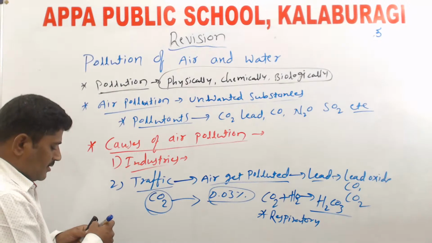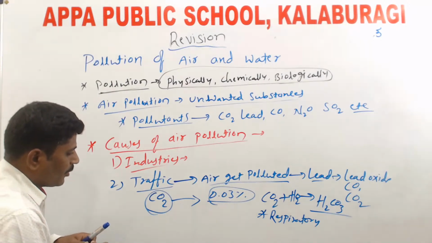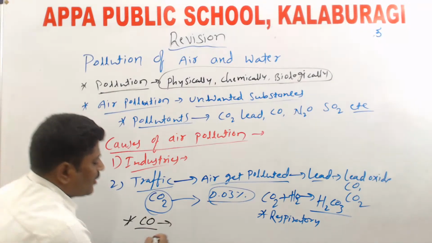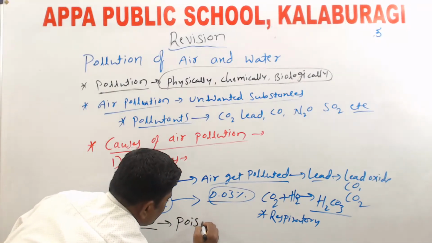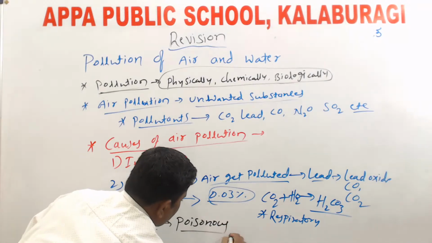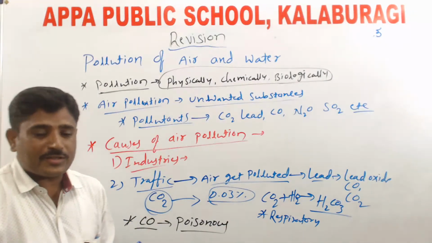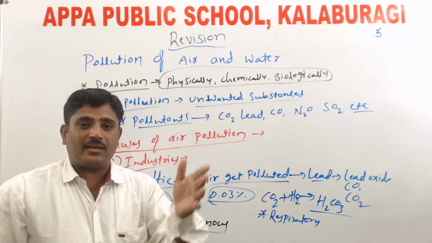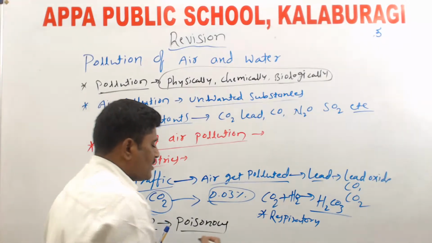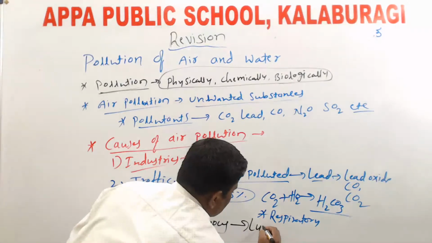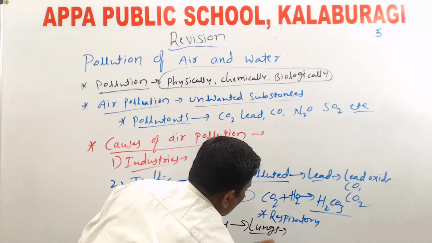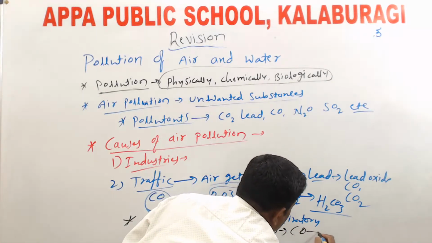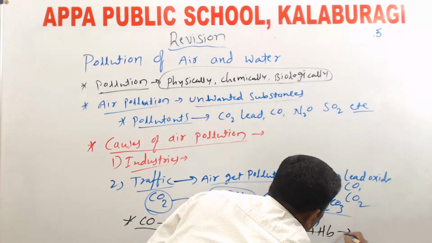Carbon monoxide. How does it affect? It is completely poisonous. Carbon monoxide is completely poisonous. If the concentration of carbon monoxide increases in the atmosphere, it also affects the lungs and causes breathing problems. Once we inhale the carbon monoxide, it is mixed with hemoglobin.